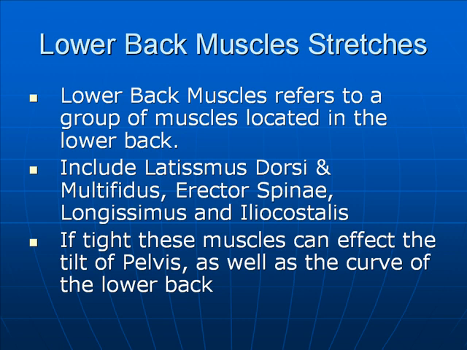Some of the bigger muscles include your lats, also known as the latissimus dorsi, and then some of the smaller muscles, which only go from either small segments of your spine to larger segments of your spine. Some of those muscles have names such as multifidus, erector spinae, longissimus, and iliocostalis.